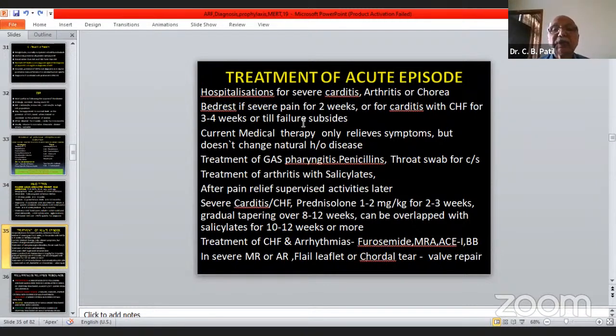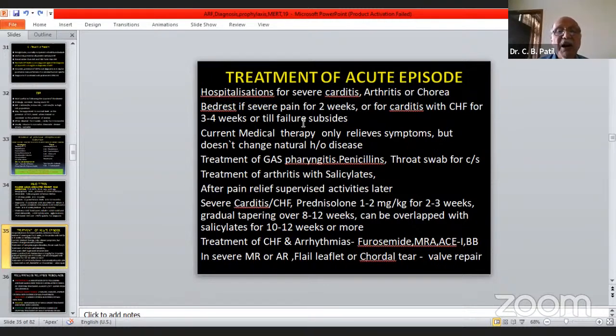Current medical therapy only relieves symptoms but doesn't change the natural history of the disease. Treatment of group A streptococcal pharyngitis is by penicillins. Of course, throat swabs for culture sensitivity just to prove it. Treatment of arthritis definitely with salicylates. After pain relief, supervised activities can be carried out later.